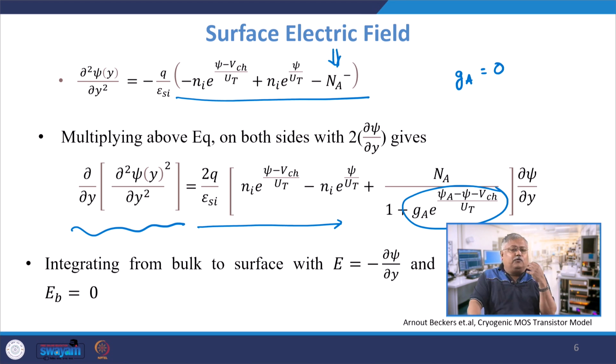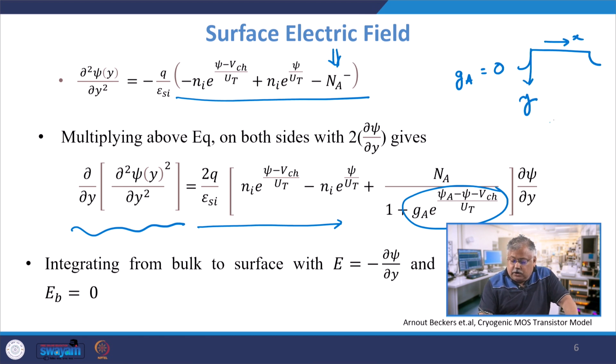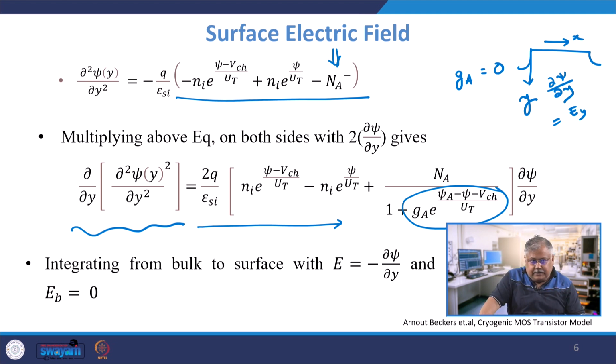So you want to find the electric field at the surface. You do it by differentiating the potential with respect to y. If you remember correctly, if this is my source and this is my drain, this is x and this is y. So when you do d psi dy, it actually tells me the value of Ey. Ey is the electric field in the transverse direction.